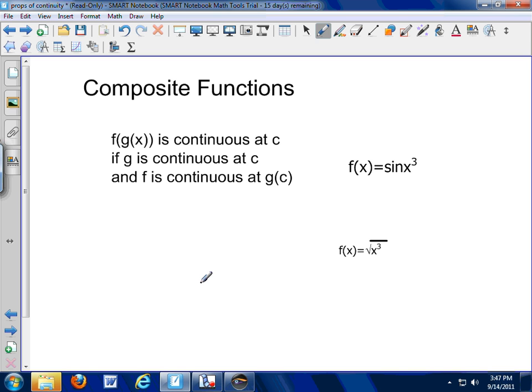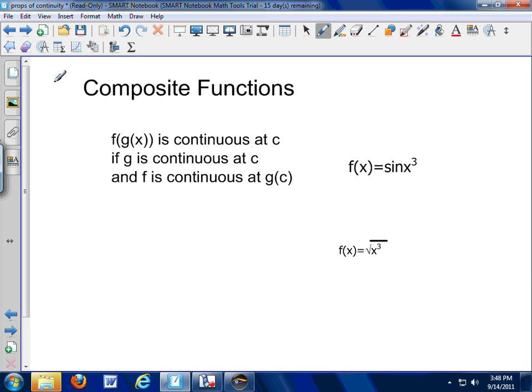Composite functions are continuous, as long as the inner function is continuous at that particular value we're talking about, and the outer function is continuous at that place. So think of the sine of x cubed. X cubed is continuous, so sine of x cubed is going to be continuous. The square root of x cubed is going to be continuous as long as x cubed is a positive number. If x cubed goes negative, then we've got some issues.